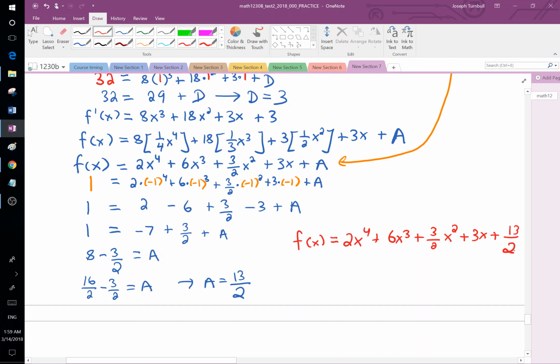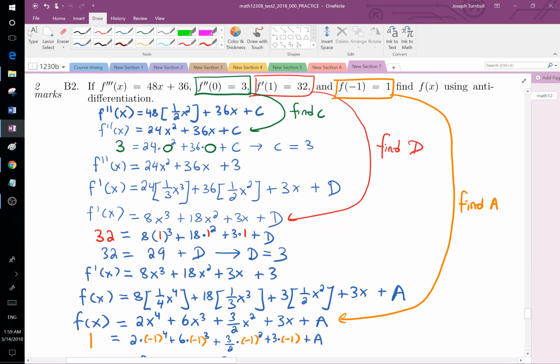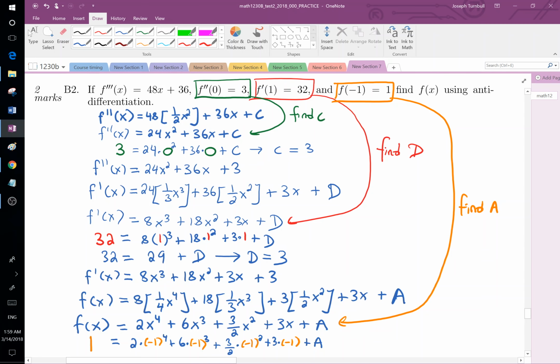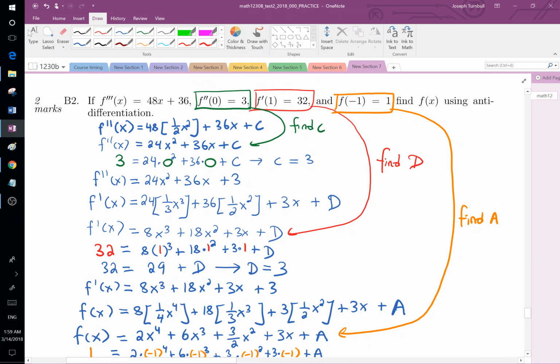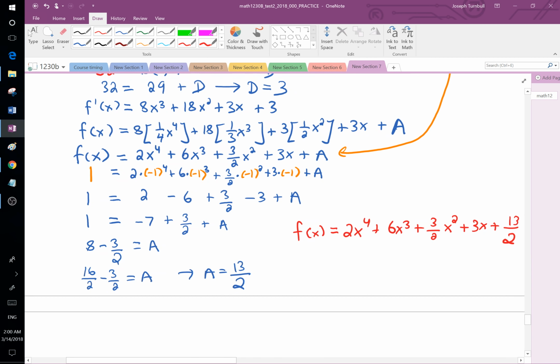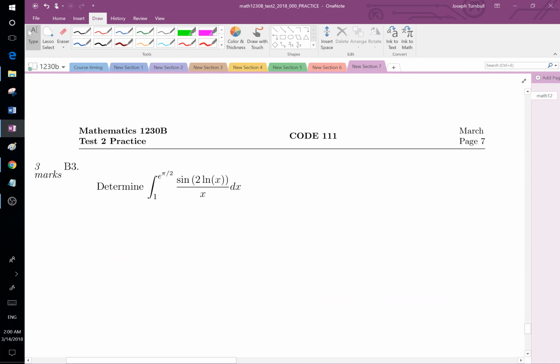And if you had nothing better to do in the entire world, you could take the derivative of this 3 times and make sure, after doing that, you get the original function, 48x plus 36. And you could check each of the conditions on the function itself. You could plug -1 in, make sure you get 1 back. Then take the derivative, plug 1 in, make sure you get 32. Then take the second derivative, plug 0 in, and make sure you get 3. Let's not and say we did.